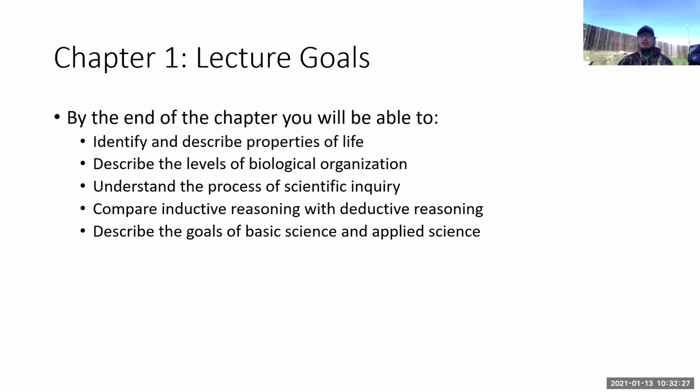We'll talk about the different levels of biological organization. We'll look at how we go about doing and conducting science. A lot of us use the scientific method on a daily basis. You just don't think about it as the scientific method, and we'll go over some examples of that. We'll talk about inductive reasoning and deductive reasoning, and then we'll look at some ideas of basic science and applied science.